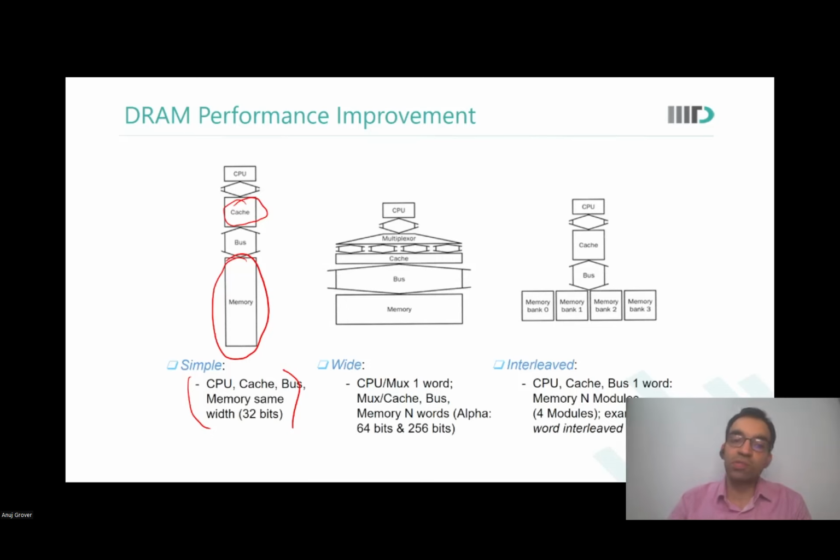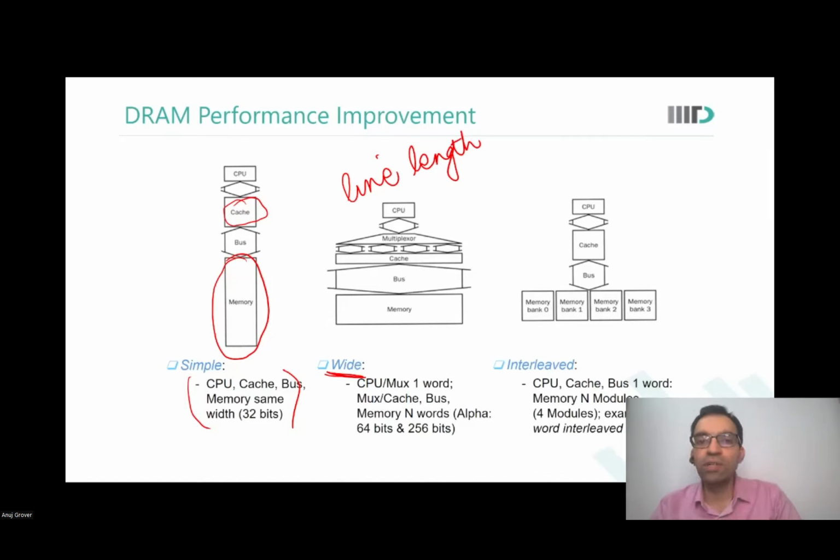There are other ways to improve performance, which is we use a wide memory. What does that mean? That means the CPU needs, let us say, 32 bits only, but my cache and my final main memory would have 64-bit or 256-bit words. So I access only one word, but that word is so wide that in reality I'm accessing 2 or 8 or many more words. You remember the concept of line length when we were talking about L2 caches? How many words would be there in one line?